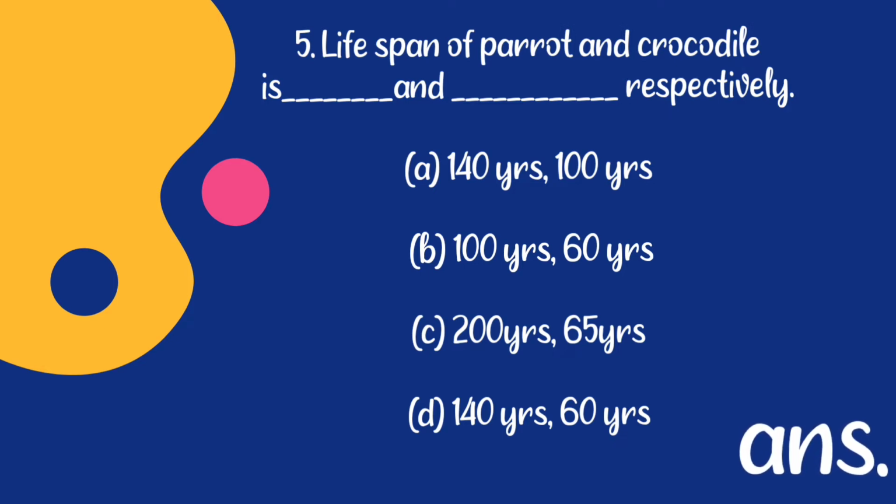5. Lifespan of parrot and crocodile is dash and dash respectively. A. 140 years, 100 years. B. 100 years, 60 years. C. 200 years, 65 years. D. 140 years, 60 years.